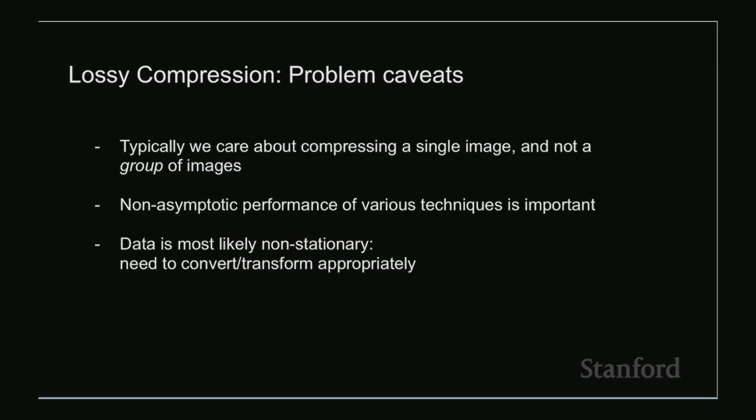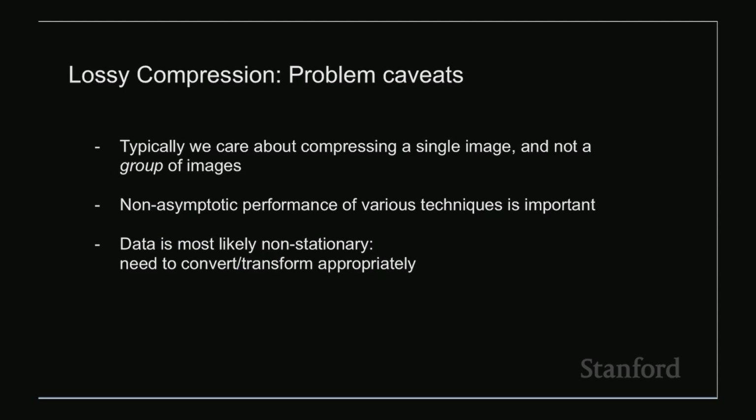Okay, so what are the problem caveats? Because we have looked at various different settings, the setting here is that typically we are compressing a single image and not a group of images. If you are compressing a group of images, you can probably do something better than compressing a single image alone. Since you are working with a single image, non-asymptotic performance of a lot of these techniques is really important, because you don't have infinite data. You have finite data.